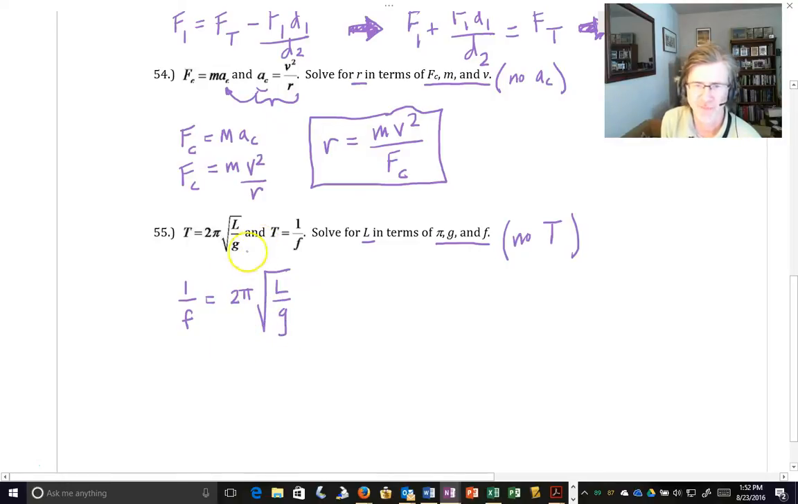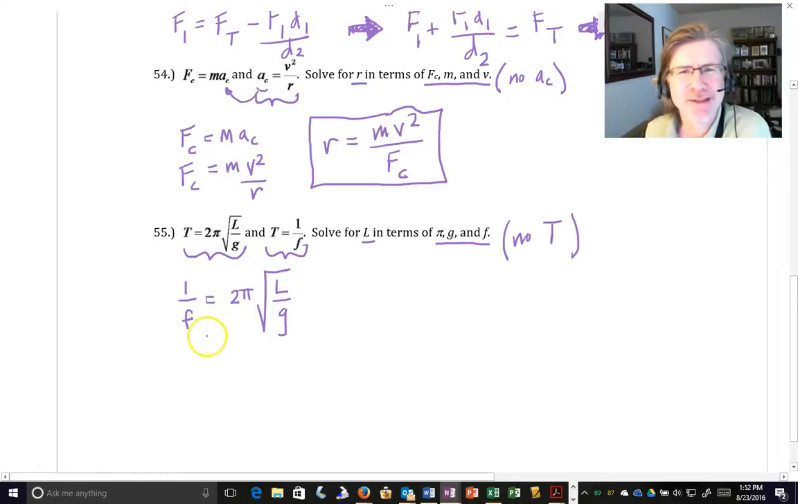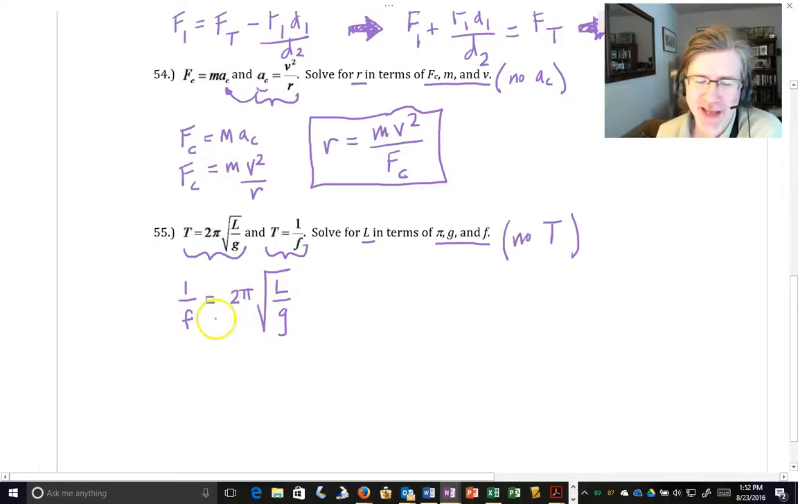Once again, this whole expression here was T, and this expression here was T. I think that's the transitive property of equality: if A equals B and B equals C, then A equals C. Anyway, now we have to solve this equation for L.